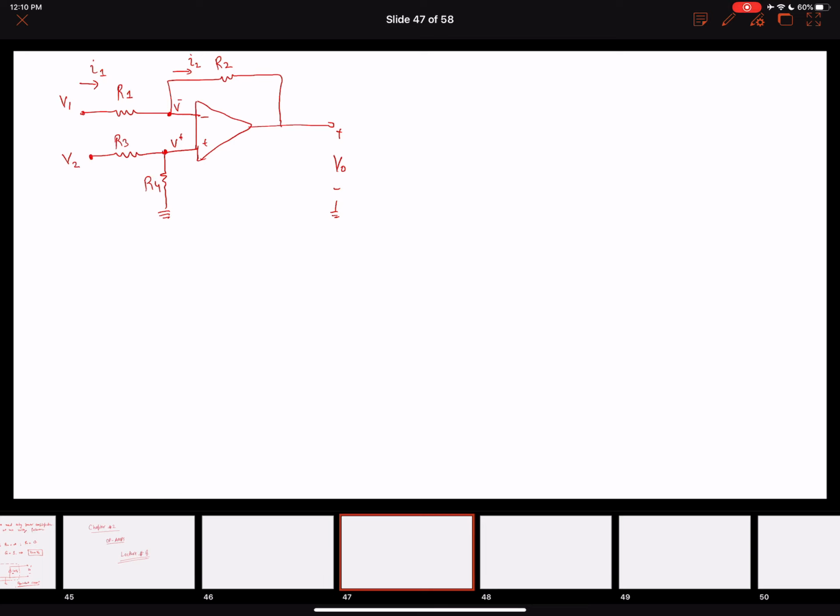All right. So assume an ideal op-amp, with A equals infinite, A times V positive minus V negative. Now since A is infinite, this means that our V positive should be equal to V negative. All right, now let's solve this circuit.